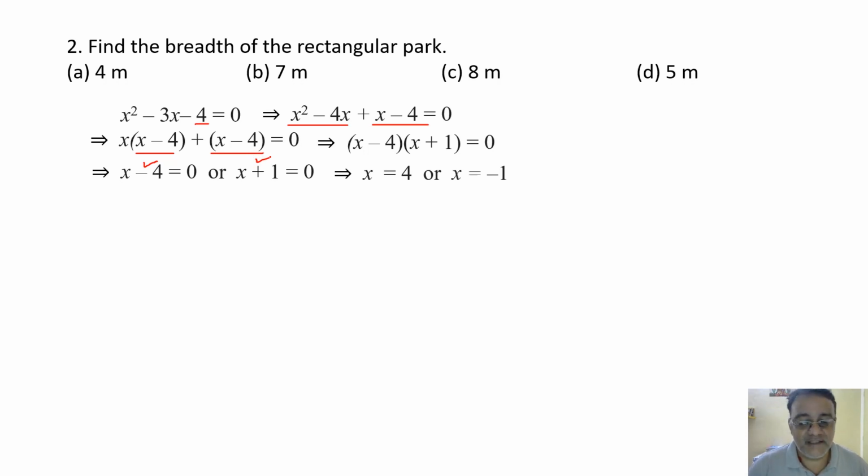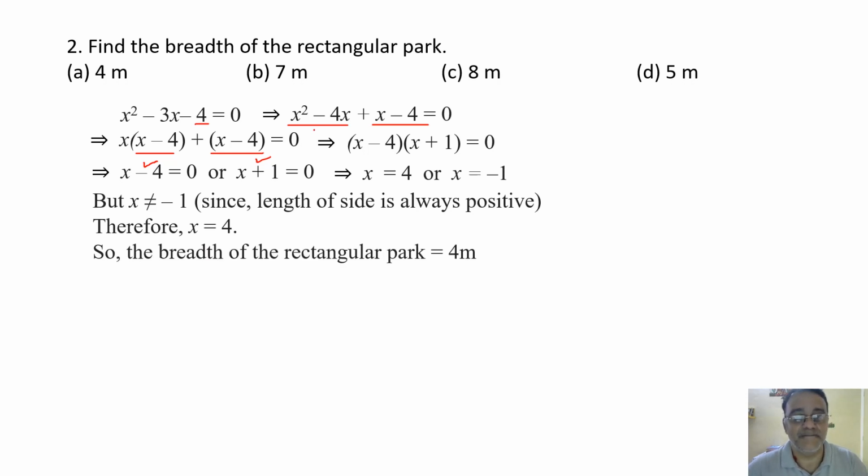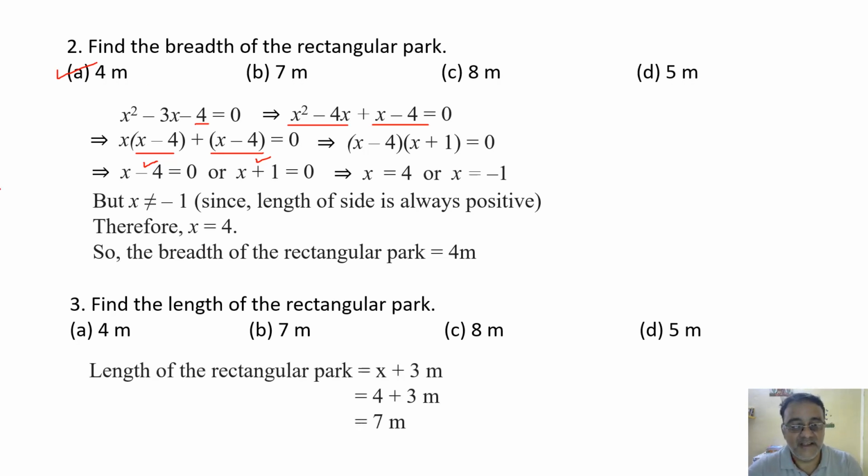The length of any side is never negative, it should always be positive. So we neglect x is equal to minus 1, and the final answer is x is equal to 4. The breadth of the rectangular park is 4 meter, and the correct option is Option A. Now the next question: find the length of the rectangular park. Length was x plus 3, that means 4 plus 3, which is 7 meter. The correct option is Option B. Now we are moving toward the next question.